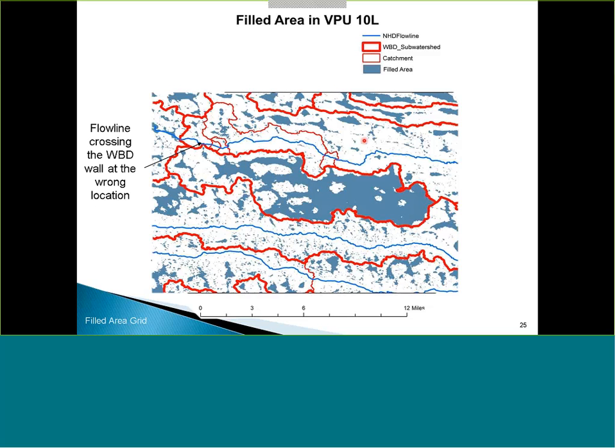So basically what happened is right up in here, the WBD crossed over, was breached by the NHD in a spot where it just wandered too closely. So what happens is when we do the fill, this was a closed basin. But it's not identified as a closed basin.